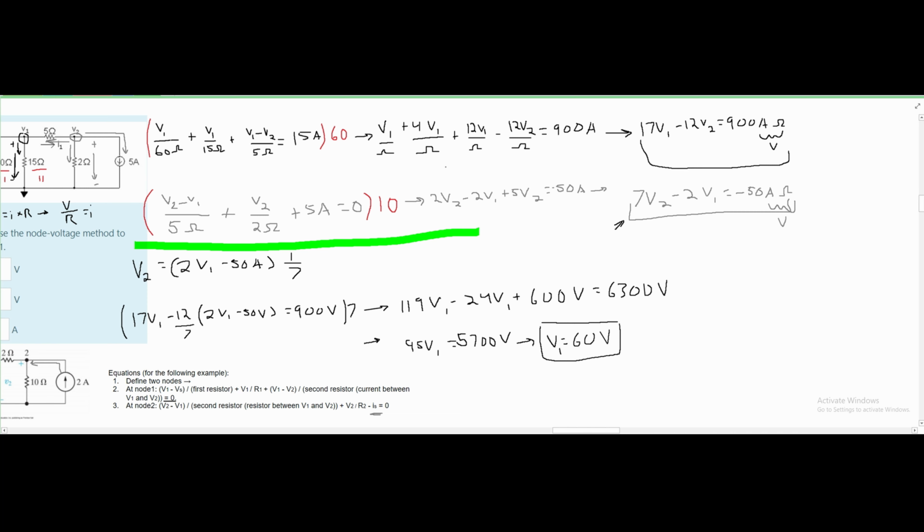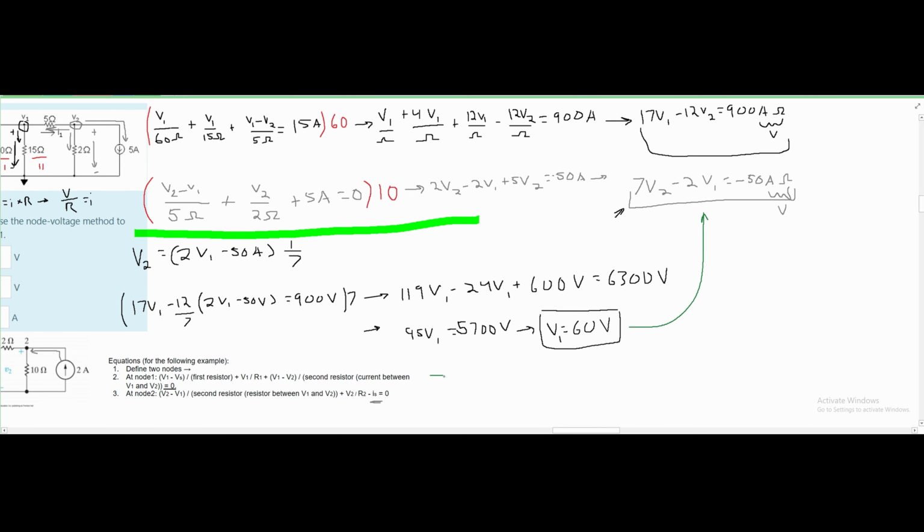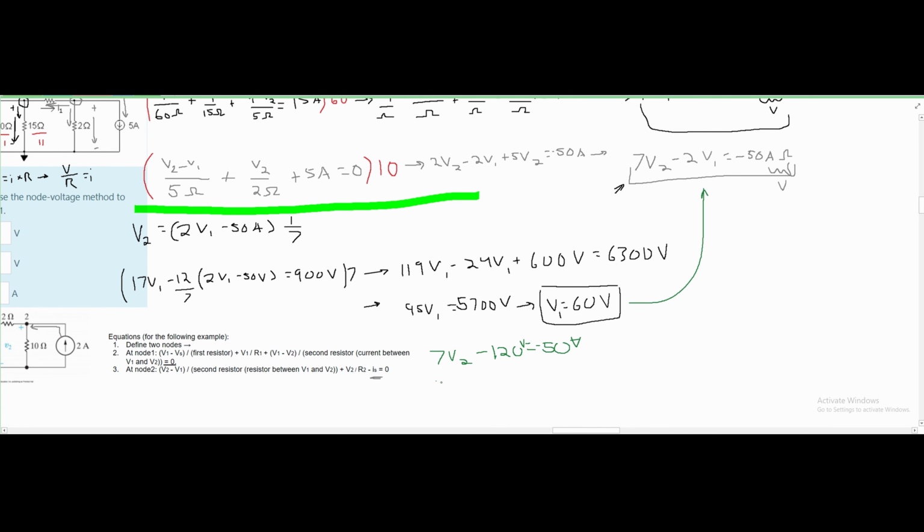Now we need to solve for V2. We can plug it back into either of these. I'm just going to, for simplicity, plug it back into this equation. When we do this, we are going to get that we have a 7V2 minus 120 equal to a negative 50 volts, and this 120 should also be in volts. When we do this, we're going to see we have a 7V2 is equal to 70. And that means our V2 is equal to 10.